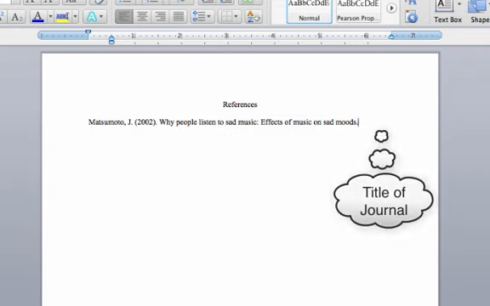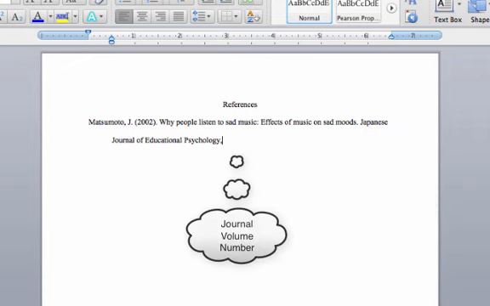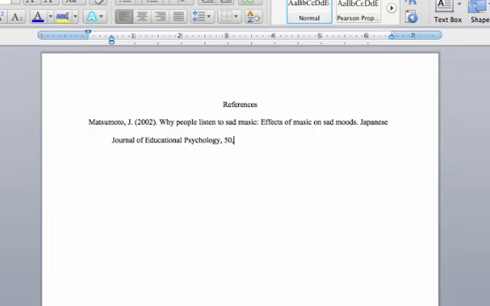Now we include the title of the journal using title case, and this means we capitalize all important words or any word that is 4 or more letters long. We follow the title with a comma and then include the volume number, followed by a comma. Sometimes we include the issue number in parentheses, but only when each issue of a volume starts at page 1.